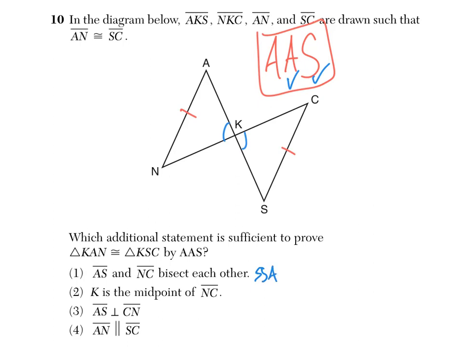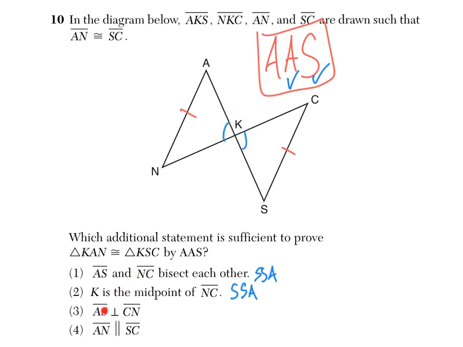I notice that option number 2 says K is the midpoint of NC. Would that statement give us angle, angle, side? An additional angle? No, that would simply give us another side. And then option 3, it says if segment AS is perpendicular to CN, would that give us another angle? No, because we already established that these two angles are congruent because of vertical angles. So if these were 90-degree angles, that wouldn't change anything or give us an additional angle.